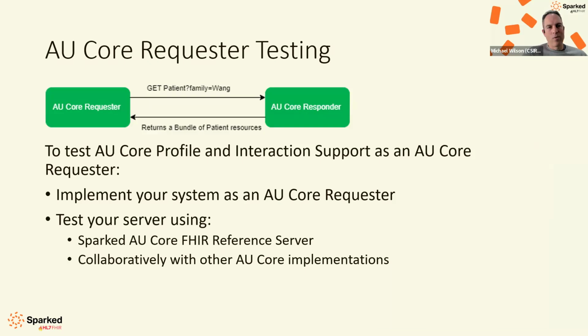On the other side of that, we have AU Core requester testing, which is the client side of this, where you can implement your system as any kind of FHIR client, and you can test that against our Spark AU Core FHIR reference server. We can also test it against other AU Core implementations. Again, at those testing events, that's going to be the opportunity to connect to other systems and ensure that information is able to be passed between the different systems.